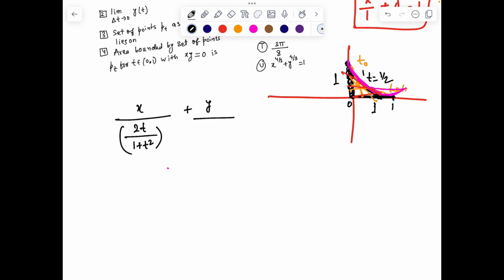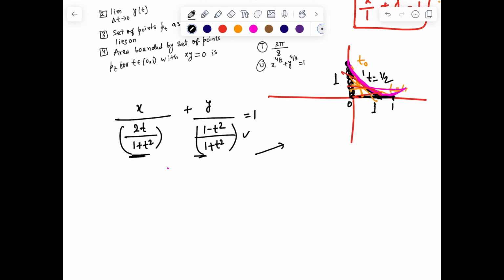Plus y by dividing by 1 plus t square: 1 minus t square by 1 plus t square equals 1. Now it's no wonder, because I can sense that this 2t by 1 plus t square is giving a feel of 2 tan theta by 1 plus tan square theta. Similarly, this is giving a feel of 1 minus tan square theta by 1 plus tan square theta.